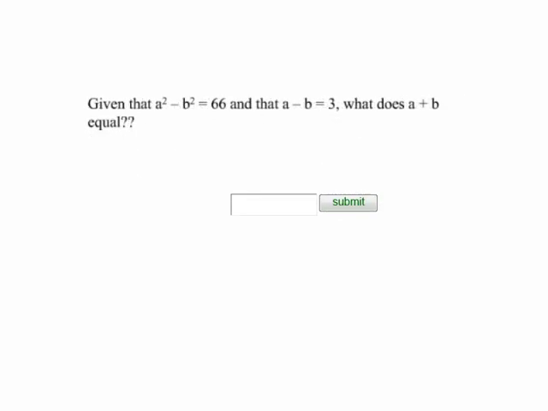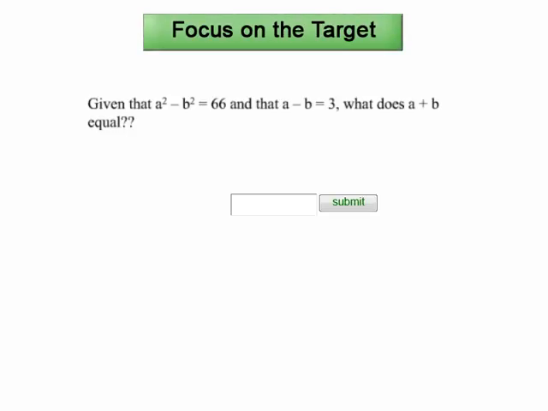This is another factoring problem, where we've got to focus on our target. We want to know what a plus b equals. Okay, let's look and see. When you have something like this and you're dealing with factors, you're either going to be taking something apart to find out what factors go into it, or you're combining factors.